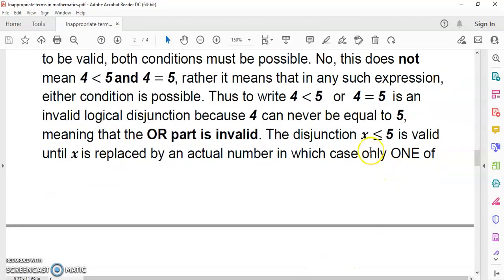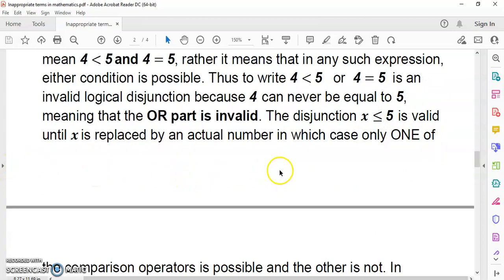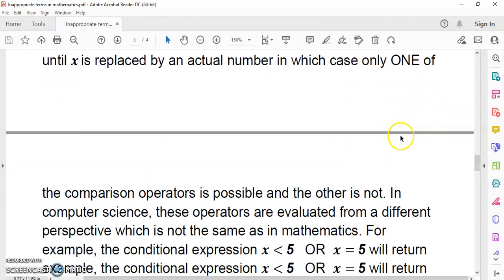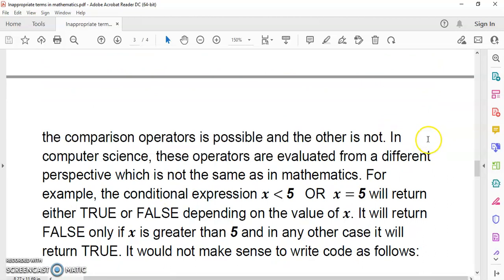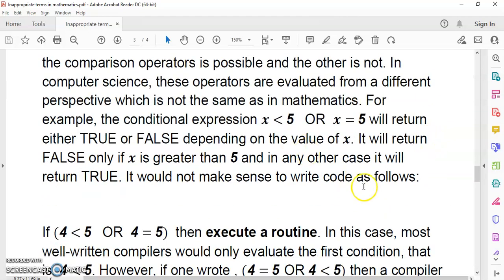So the disjunction x is less than or equal to 5 is valid until x is replaced by an actual number or magnitude, in which case only one of the comparison operators is possible and the other is not. Okay? In computer science, these operators are evaluated from a different perspective, which is not the same as in mathematics. For example, the conditional expression x is less than 5 or x is equal to 5 will return either true or false, depending on the value of x.